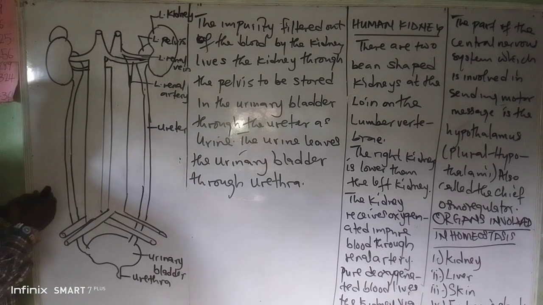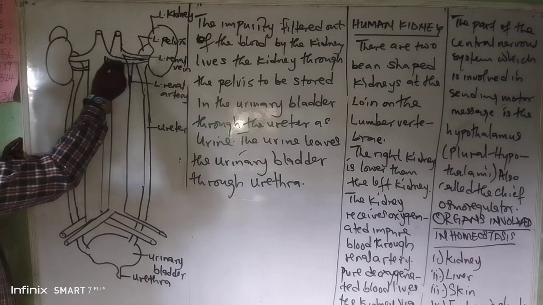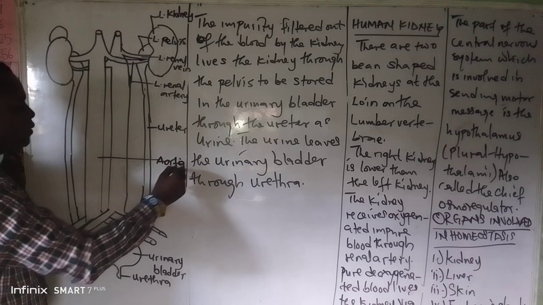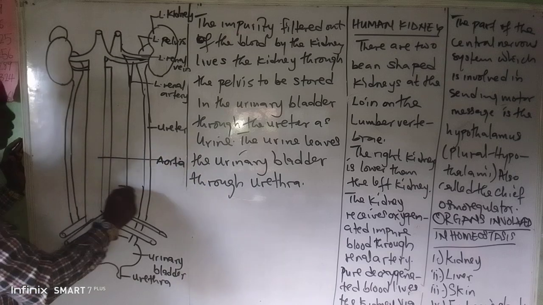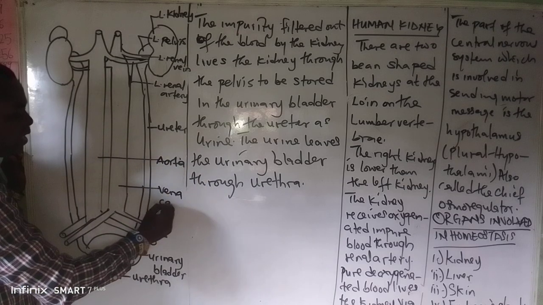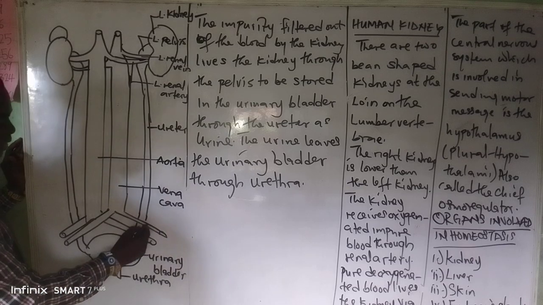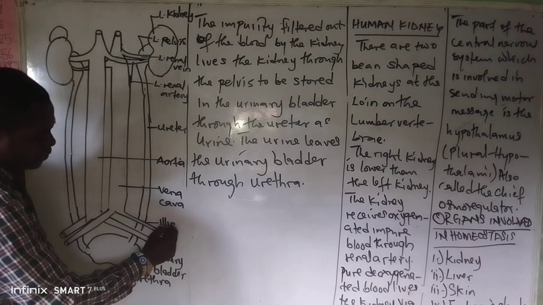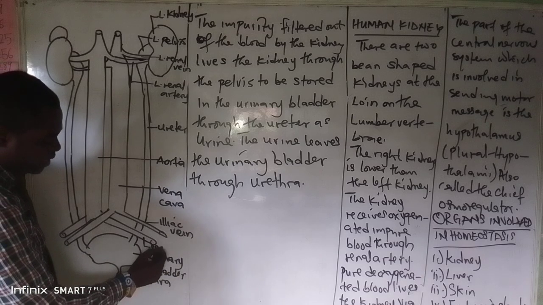I've told you earlier, if this is the renal artery, then the biggest artery in the body is called the aorta. While if this is a renal vein, the biggest vein is called the vena cava. So now this vena cava, now this is the iliac vein or segmental vein, while this is a segmental artery.